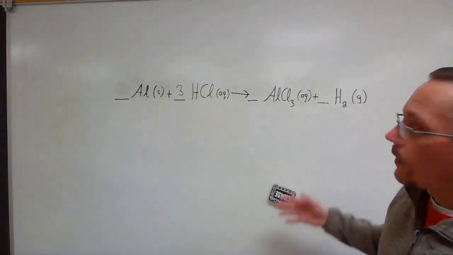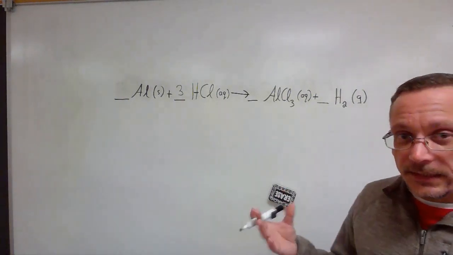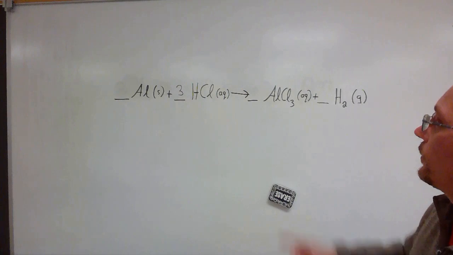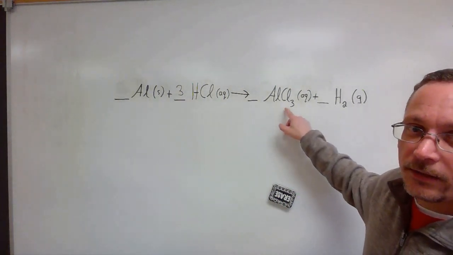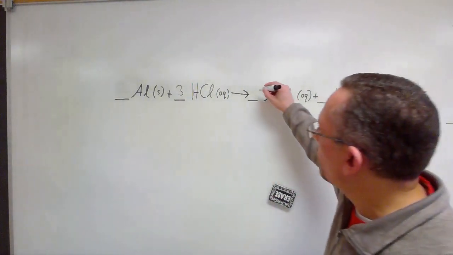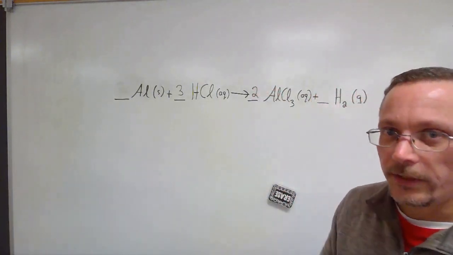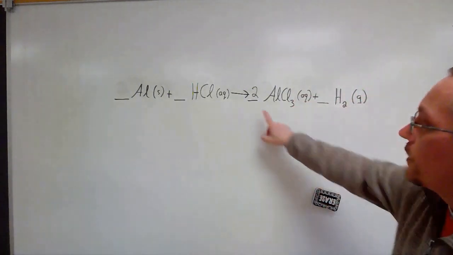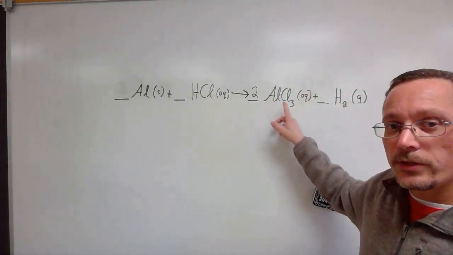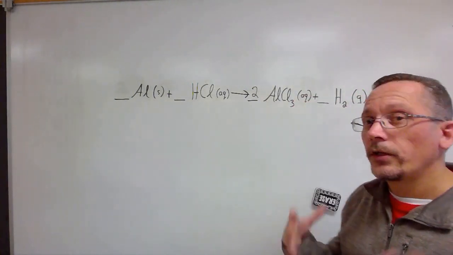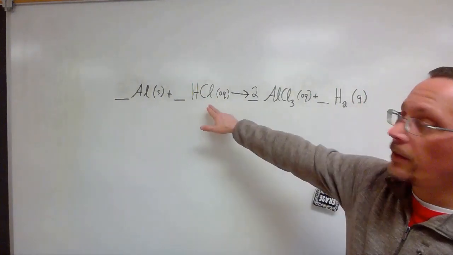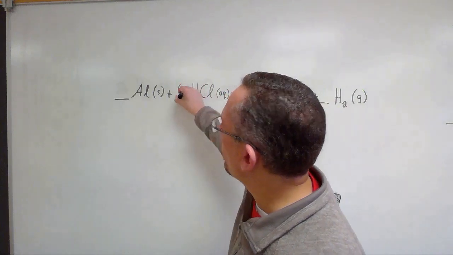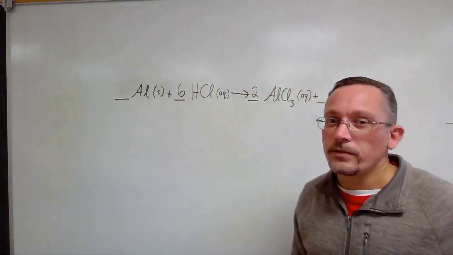What we're going to do is, it's often easiest to double an odd number and then try to make things work out. So I'm going to take this odd number of chlorines and double it, and then see if I can make things work out. Now that I've doubled that, let's look at our chlorines. We have 2 times 3. There are 6 chlorines. Can I make 6 chlorines over here? Yes, there's 6 chlorines. Okay.